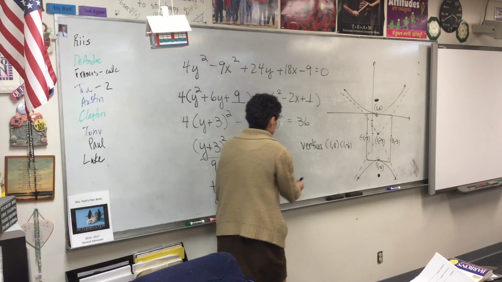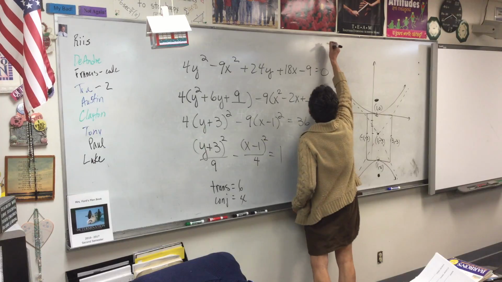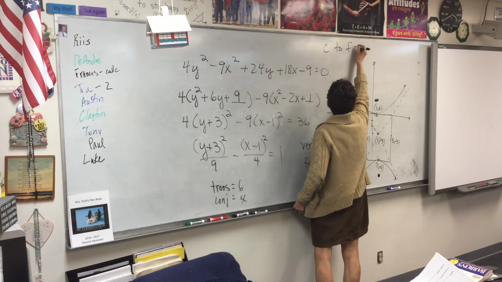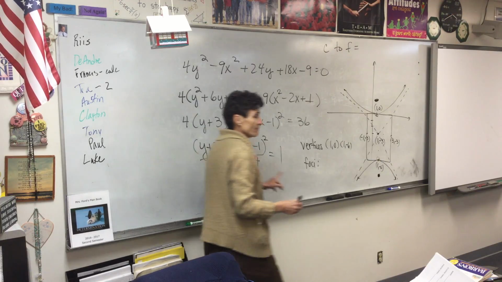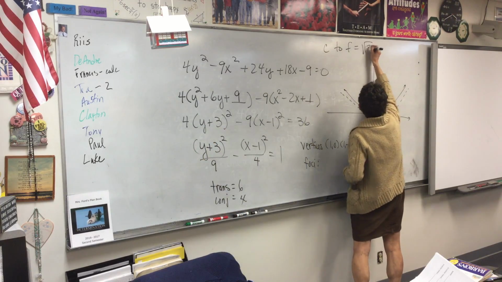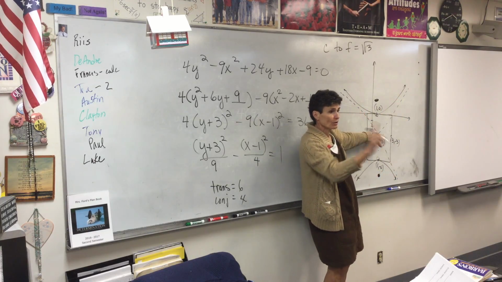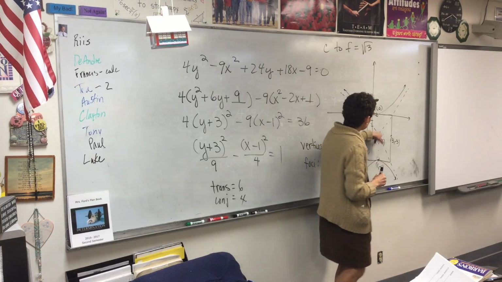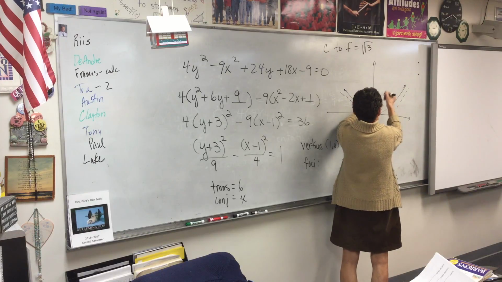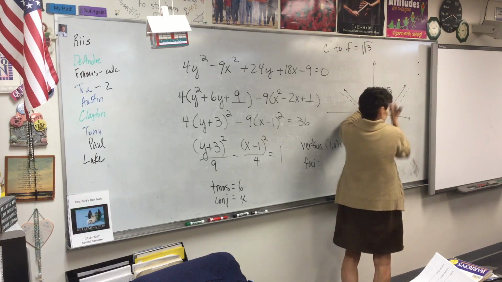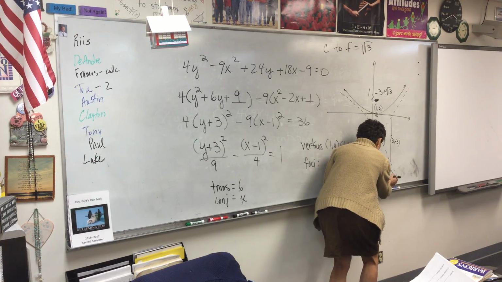Now I'm finding my foci, and in order to find the foci, I need to know how far it is from the center to the focus. The distance from the center to the focus is root 13. So I'm going to start right here at the center and go up root 13. So this is 1 comma negative 3 plus root 13, and 1 comma negative 3 minus root 13.